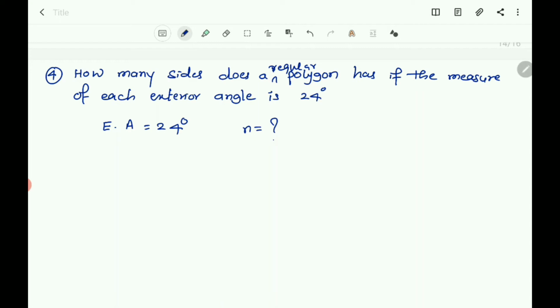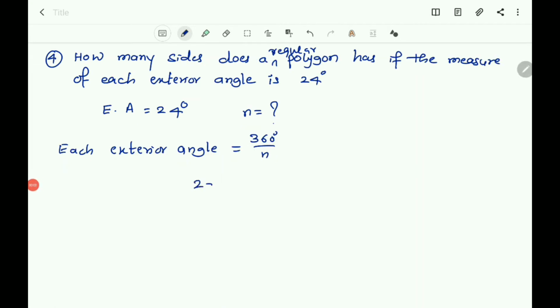So you write each exterior angle equals what? 360 by n.